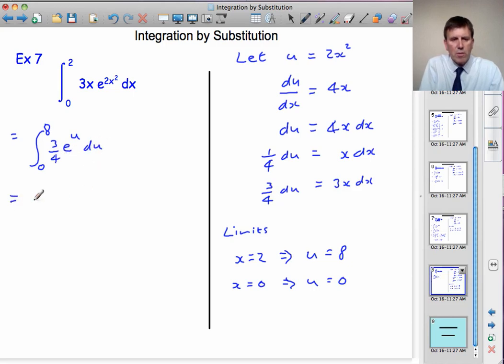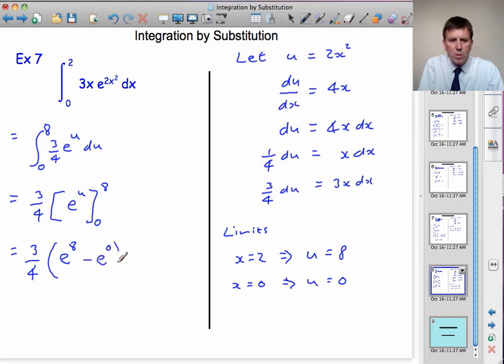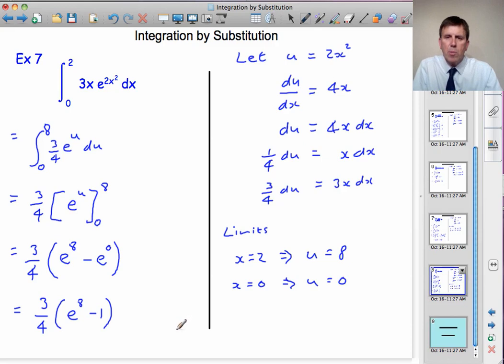And we can bring the 3/4 out the front of the integral as a constant, and then we're just looking at integrating e to the u. But when we integrate e to the u, we simply get e to the u. And that's between 8 and 0. So that gives us 3/4 e to the 8 minus e to the 0. Well, e to the 0 is 1, so we can give our final answer as 3/4 e to the 8 minus 1. Again, we could work that out on a calculator, but often a pure maths exam will say give an exact answer, and that will be the exact integral to this question here.